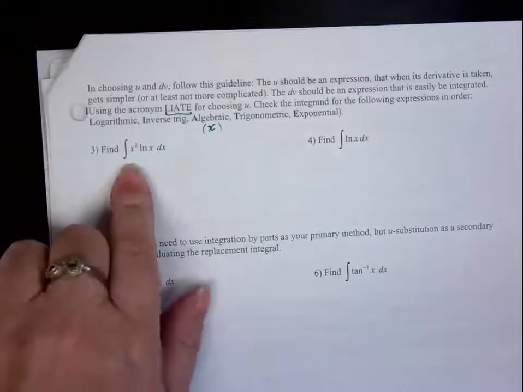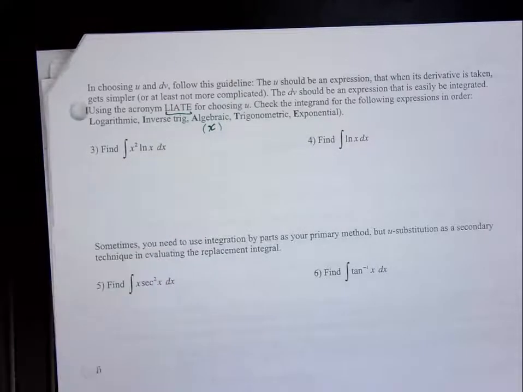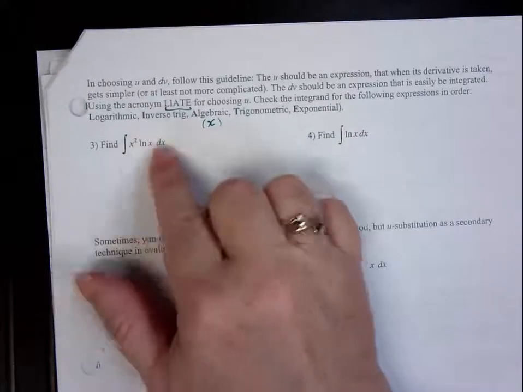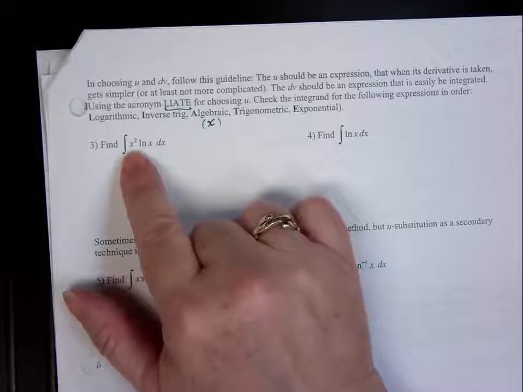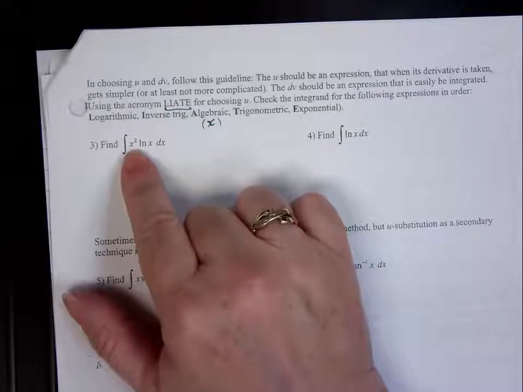So, let's go back to number 3. Number 3 says, find the integral of x squared ln of x dx. Your homework paper is going to have problems on it that don't require this method. They're the old-fashioned u sub. With u sub, you're going to have an inner and outer, or one that's the derivative of the other. So what you do is you look at the problem and ask yourself, is the derivative of x squared ln of x?